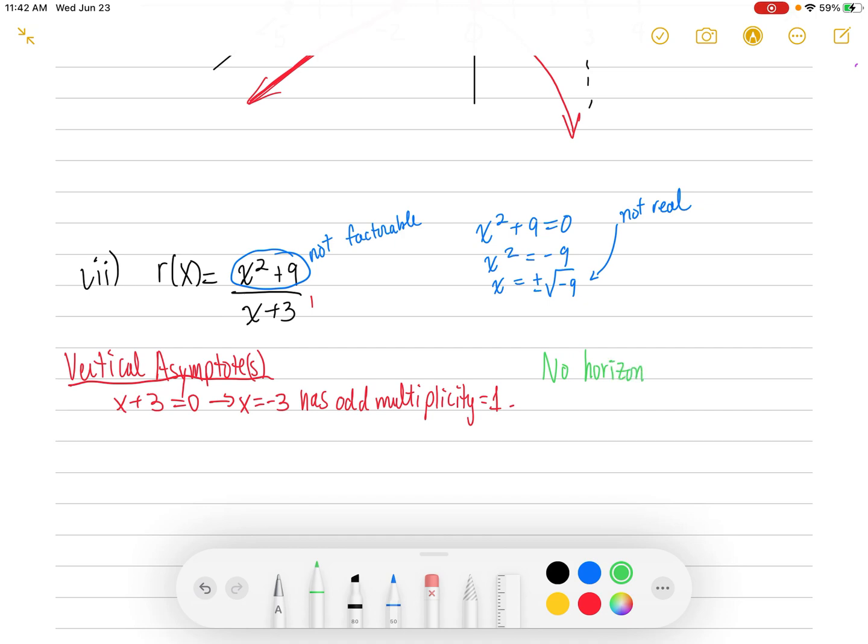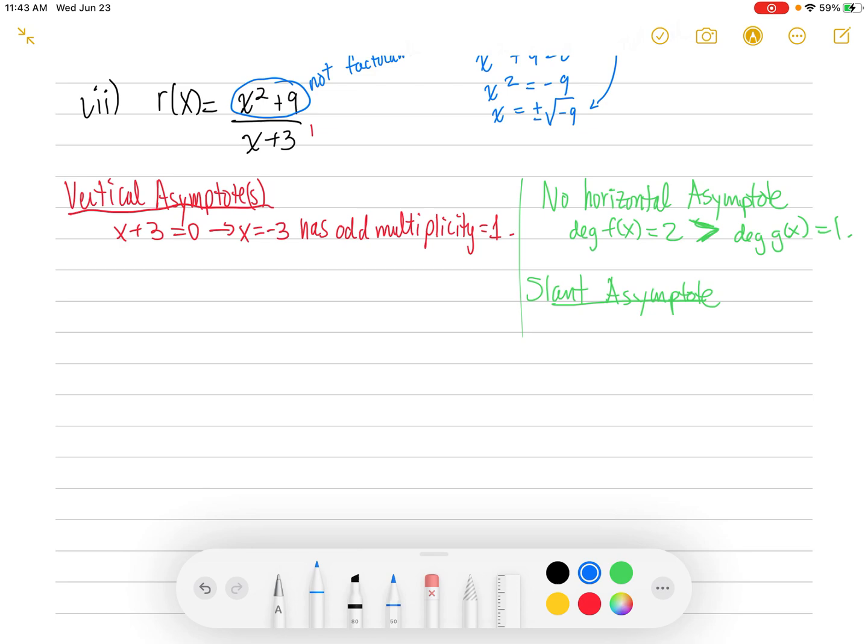Okay, not y-intercept, horizontal asymptote. It doesn't have one, right? No horizontal asymptote. And that's because the degree of the top, which is 2, is bigger than the degree of the bottom, which is only 1. So instead we'll have a slant asymptote that we'll have to find. There's going to be a slant asymptote here because the degree of the top is exactly 1 more than the degree of the bottom.